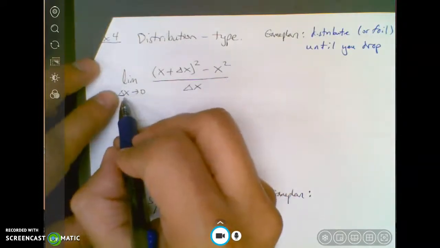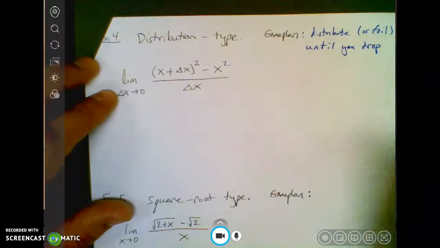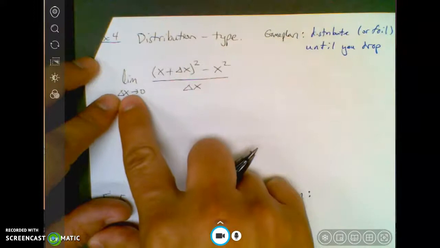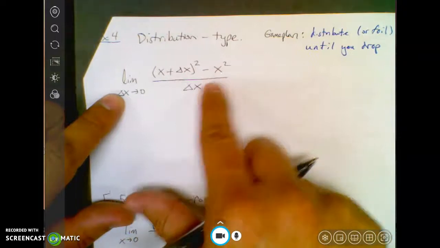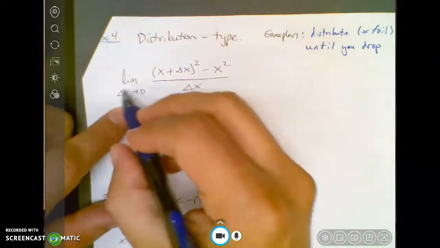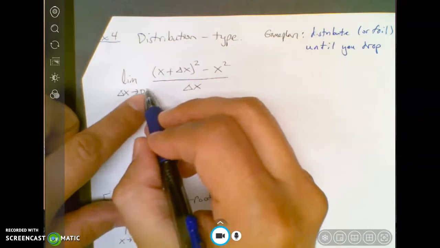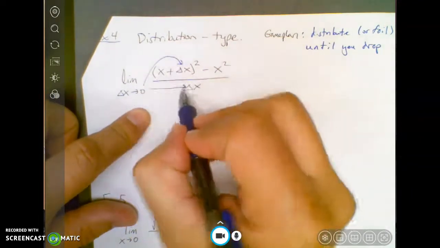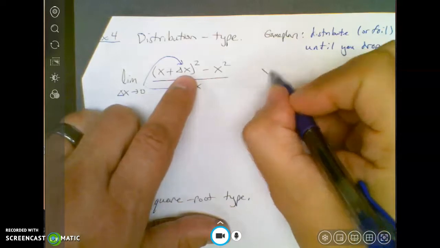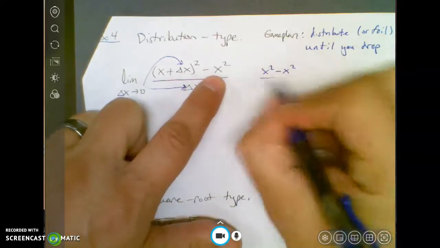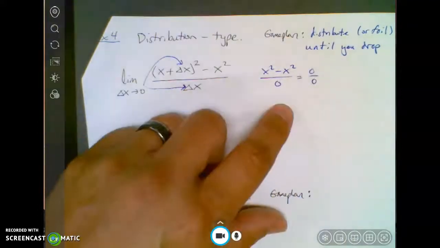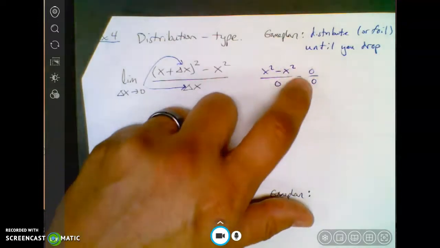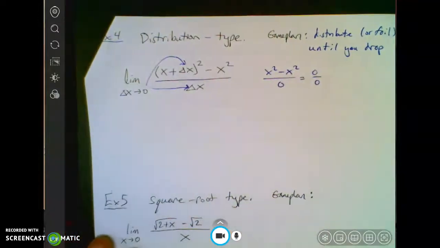By the way, if you're freaking out about this, delta x, think of it just like you would if it was a y. The delta just means change in x. So if this were a y, it would say x plus y squared minus x squared over y. Delta means change. We'll get into that later. But basically, I'm trying to put a 0 in there and there. So if I put a 0 in there, it becomes x squared minus x squared on top. If I put a 0 in here, it becomes 0 on bottom. And 0 on bottom would be undefined, but 0 over 0 is indeterminate, so you can't do it.